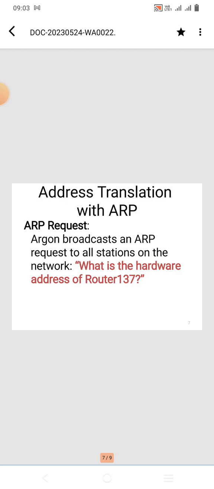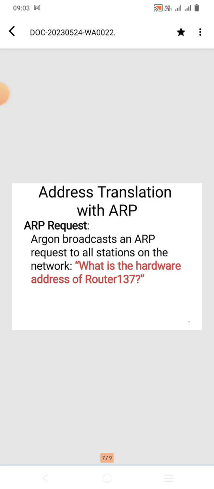How will the address be given? Suppose we consider a server. The server knows its IP address, for example 128.143.71.1, some IP address, but it does not know its MAC address. So how will it find out its MAC address? With the help of ARP.